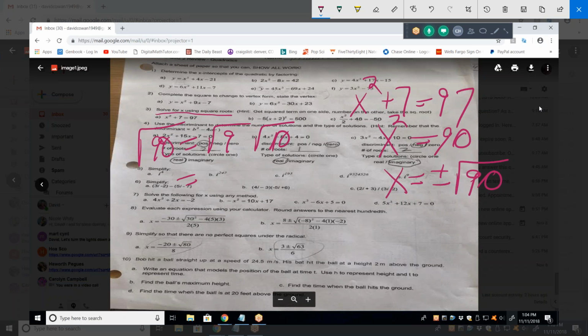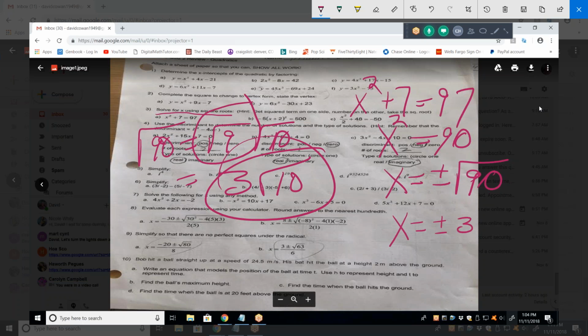No. What's that equal to? In other words, the reason you broke it up into 9 times 10 was because 9 is a perfect square number. Well, what's the square root of 9? That's the simplified version of the square root of 90. So we have this.